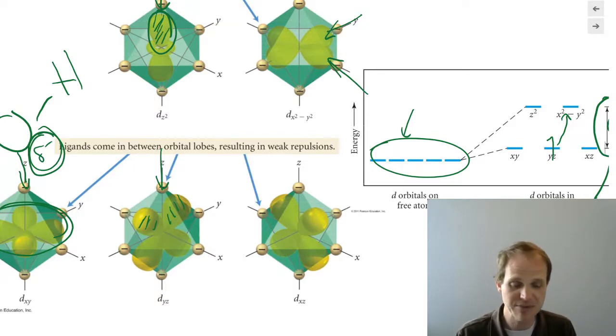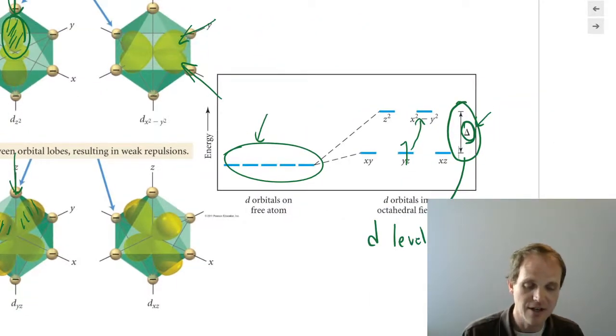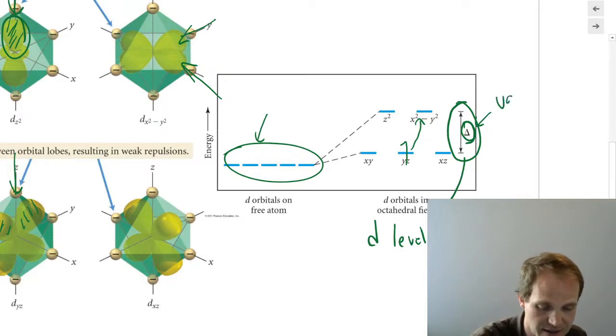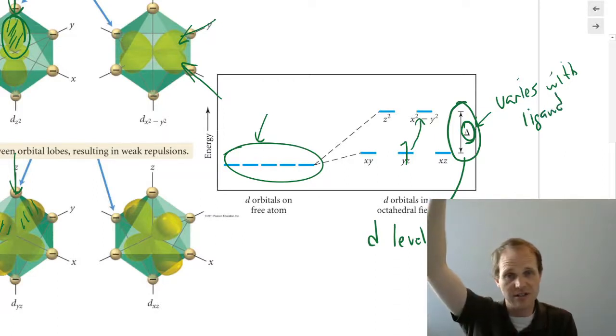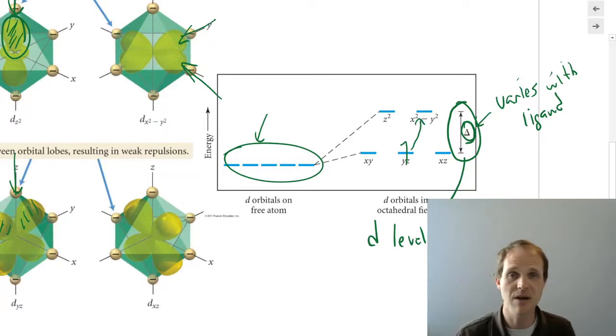I'm going to be splitting these things a little bit different. So it turns out this delta varies with the ligand. There are some ligands that cause a very large delta, and some ligands that cause a very small delta. And as that delta changes, the light color that's absorbed by the cobalt also changes.